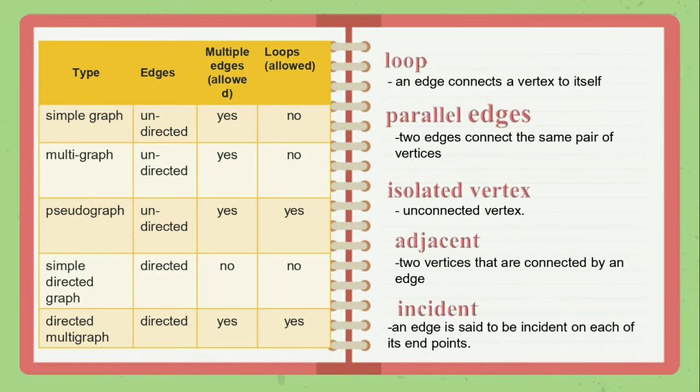We're going to look through all the words that we've learned from this graph theory. A loop is an edge that connects a vertex to itself, and parallel edges are two edges that connect the same pair of vertices. An isolated vertex is an unconnected vertex. Adjacent means two vertices that are connected by an edge, and an edge is said to be incident on its endpoints.